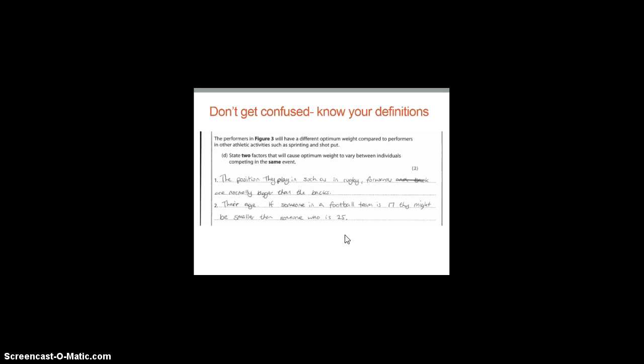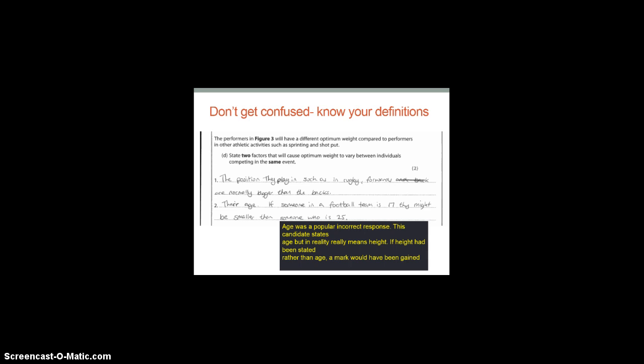So what the exam report said in this one is that age was a popular incorrect response. You know, what they meant was height. They were talking about maybe people being taller or smaller. They've got to say that, but the fact they've said age means that it's incorrect, because all they had to do is state. They could have just put height. They could have put age. Well, age would have been incorrect, but they could have just put height and it would have been correct. So it's really important that we're knowing our definitions and also looking at the responses or the command words that we're needing to talk about.